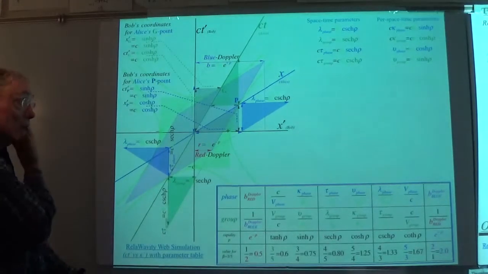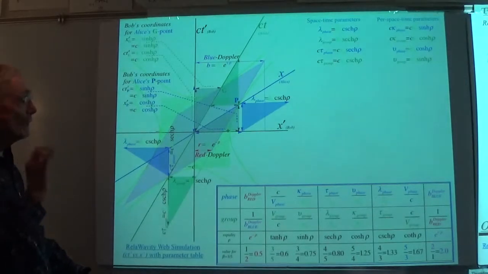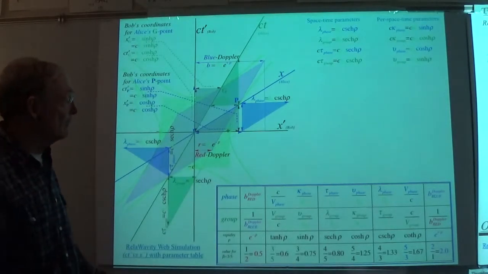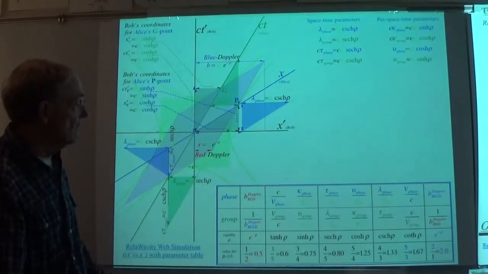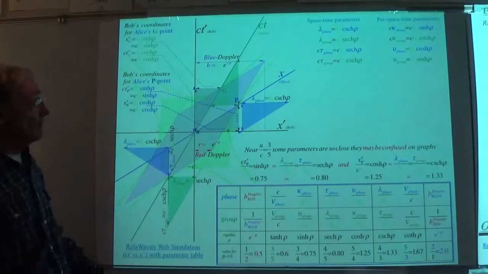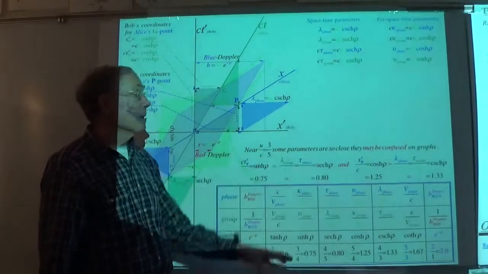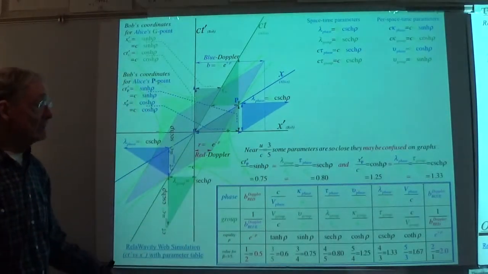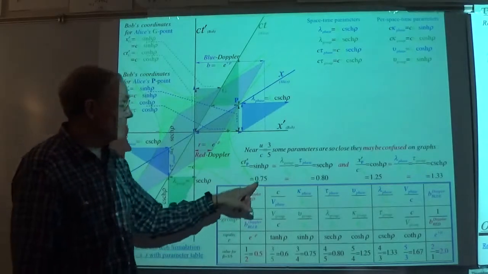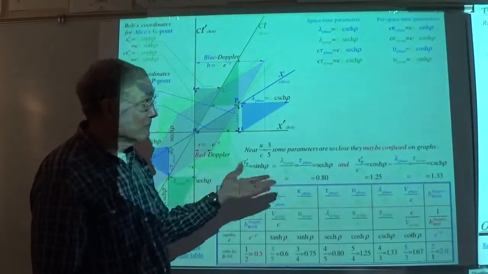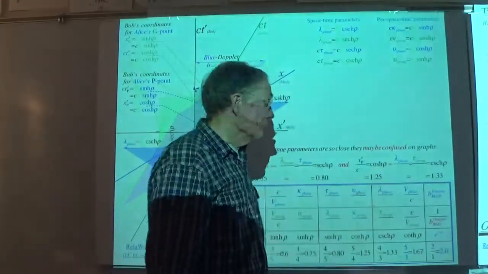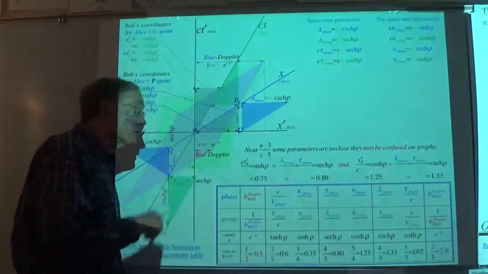So that to me was one of the annoying things I should have noticed about 3/5. We'll go do 4/5 and get it straight shortly here. But what I'm saying here is that these parameters are so close they may be confused on the graphs. This is nearly equal to that. Then the inverses of them are nearly equal too. Which brings an interesting question.